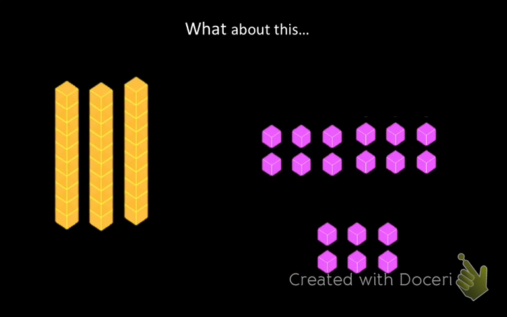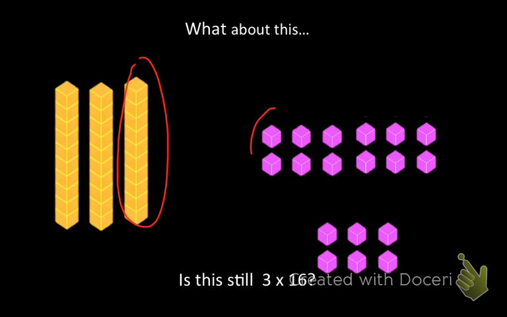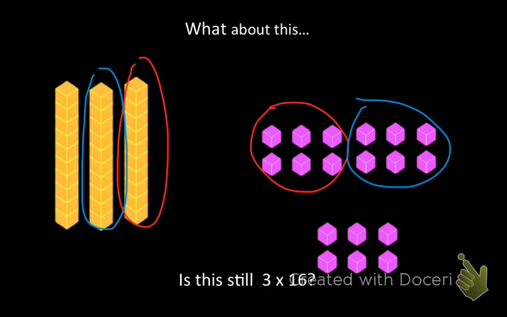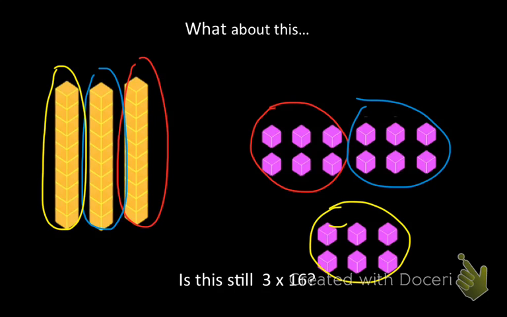What if I do this? Is this still 3 times 16? And the answer is yes, of course it is. Take a look. You didn't see any new cubes show up, and you see the same number, so it must still be 3 groups of 16. But let's identify them. Here's one group of 16. Here there's a 10 and 6. Here's another 10 and 6. And here's our last group of 10 and 6. So there's our 3 groups of 16.